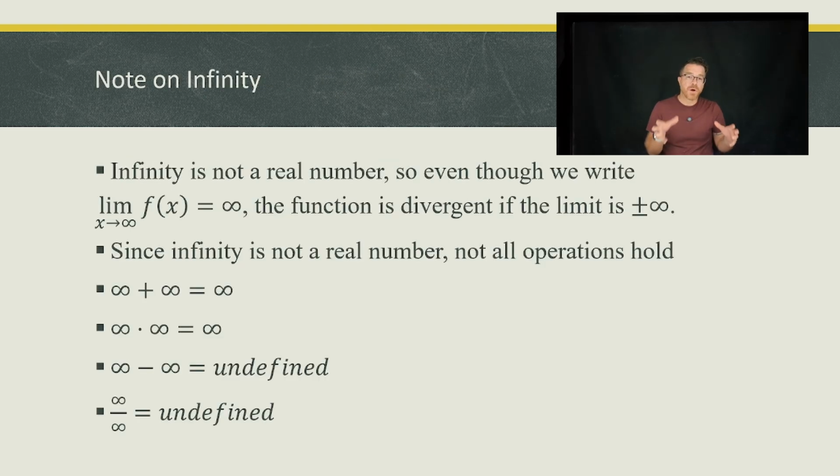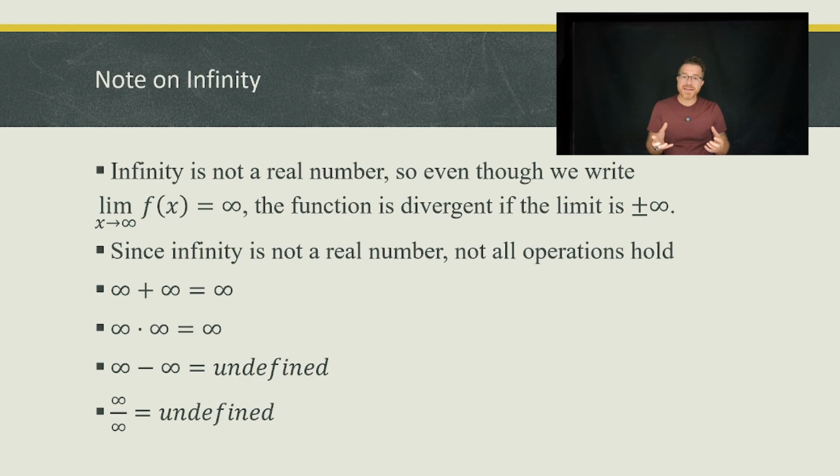Now, a quick recap on how infinity works: infinity is not a real number. Even though we will write the limit as x approaches infinity of f of x equals infinity, or the limit as x approaches negative infinity of f of x equals infinity or negative infinity, we would say this function is divergent to plus or minus infinity. Since infinity is not a real number, not all operations will hold. We talked about this in the last lesson.